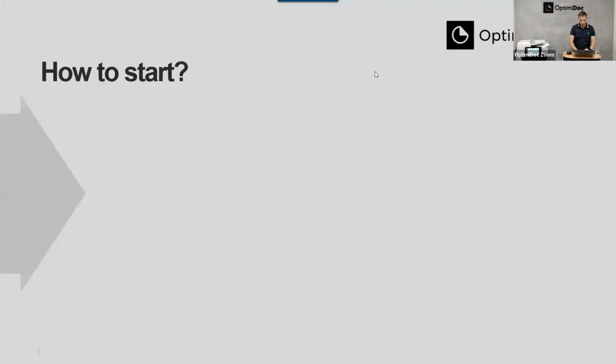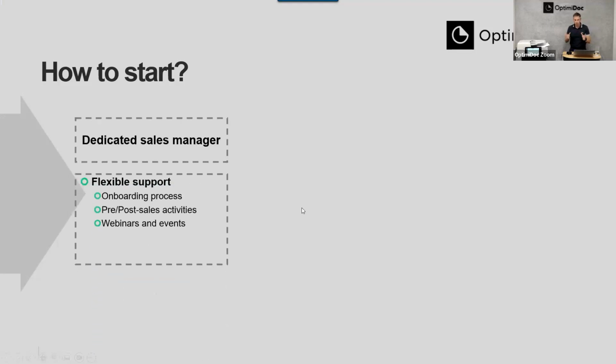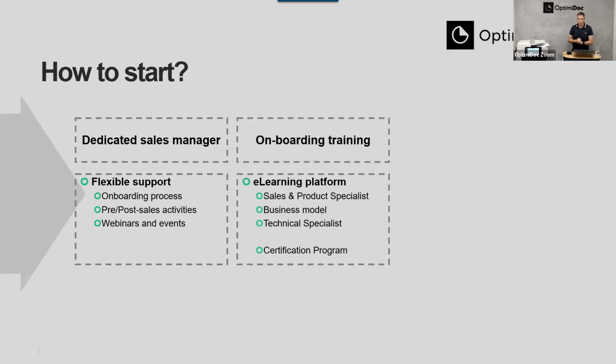Let's move ahead to how to start with the implementation, how to start with offering the OptimiDoc cloud platform. Generally, what we are providing to you is dedicated sales support, which helps you with the onboarding process, pre-sales, and post-sales activities. They can help you with webinars and events. We have also ready the onboarding training. We have the e-learning platform for the sales and product specialist, business model, and technical specialist. Once you pass the training, you will get the certification automatically.